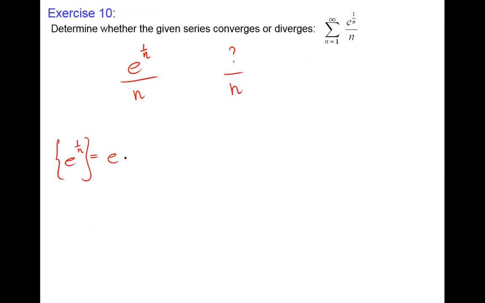1 to the power of 1, e to the power of 1, e to the power of 1/2, e to the power of 1/3, e to the power of 1/4, and so on. That means, what is this? Let me just check the limit, the behavior of this. We can see that the terms are definitely getting smaller and smaller.